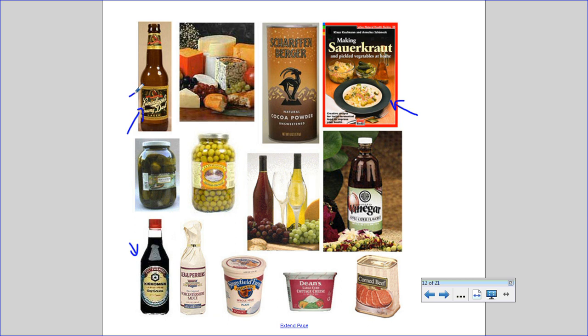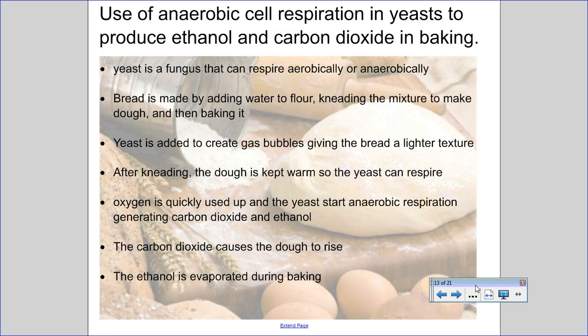So, for example, with beer, this is yeast placed in the presence of barley. The yeast start undergoing anaerobic respiration and start to generate ethanol, which is alcohol, plus carbon dioxide. Bacteria can also be used in this process of anaerobic respiration to generate food products as well. The example that IB wants you to know where anaerobic respiration gets used is in baking: the use of anaerobic cell respiration in yeast to produce ethanol and carbon dioxide in baking.